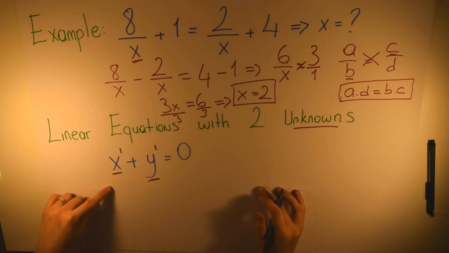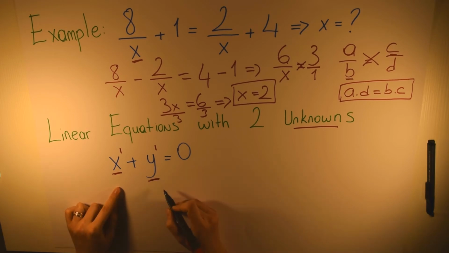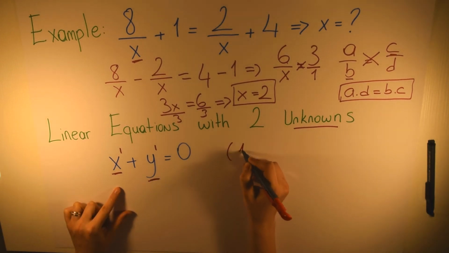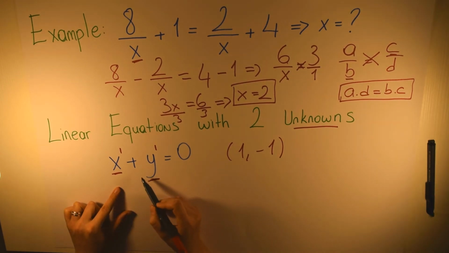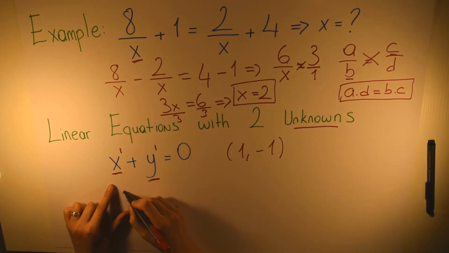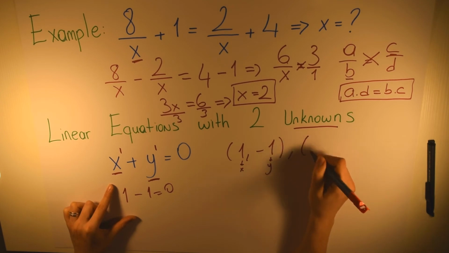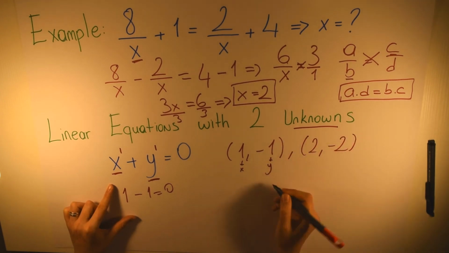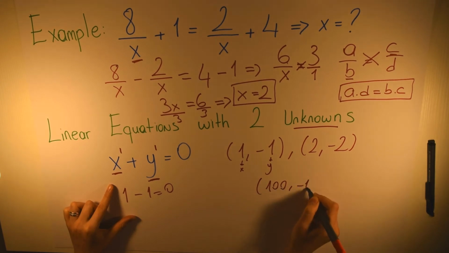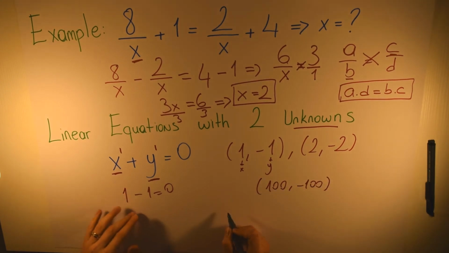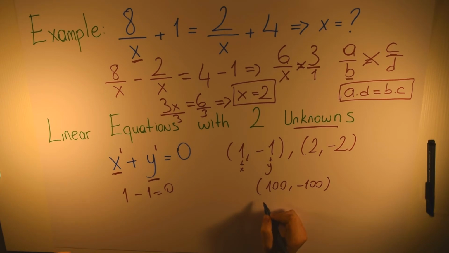For example, here possible solutions are, it can be like 1 and minus 1, right? Because when you put 1 here and also minus 1 here, you get 0. This is x, this is y. And it can be 2 and minus 2, it can be 100, it can be minus 100, and etc. So you will have more than one combination, and you can have more than one solution.